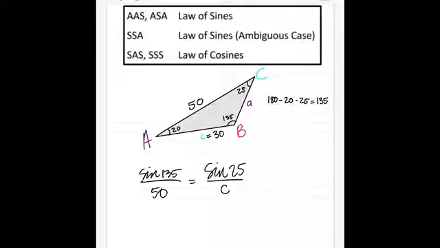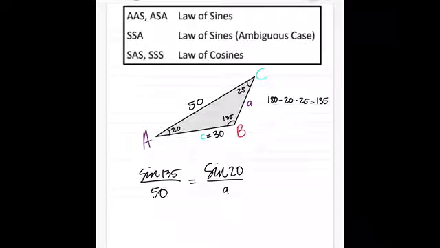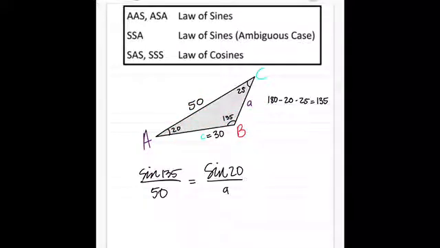There we go. Okay, so we need to solve for A. This angle is going to change, and this label will change. So this will be sine of 20 over A, because we're finding this. We've got to use these two to find these two. So we're going to cross multiply. We get A sine of 135 is equal to 50 sine of 20. So you divide both sides by sine of 135.